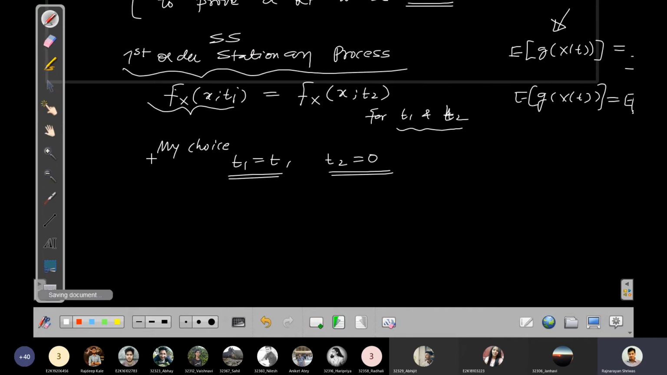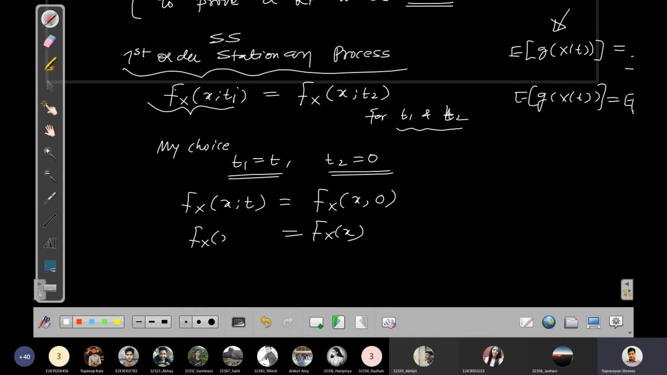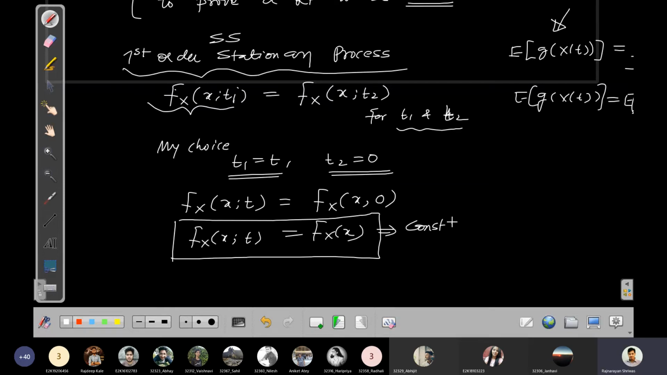If I plug that one in, I can come to the conclusion that this is x(t) and this is f(x), and t2 has been replaced with 0 time, so t is not going to appear in this expression. So at any time you look at the PDF, it is not going to depend on the time. So this is constant, or you can say it is independent of time.